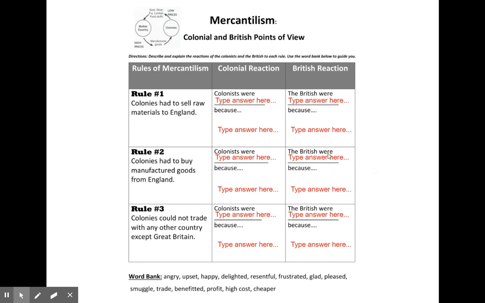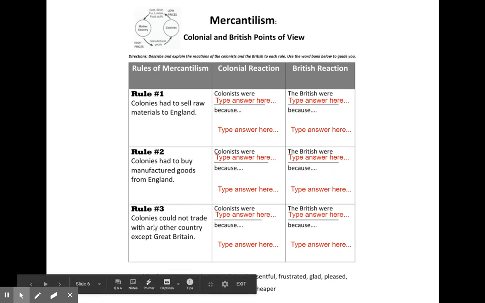This is going to be positive. So why do the British like that the colonies have to buy their stuff? Well, think about this. If you owned a business and someone was forced to buy stuff from you, wouldn't that be awesome? Yeah, you know you're going to make money.